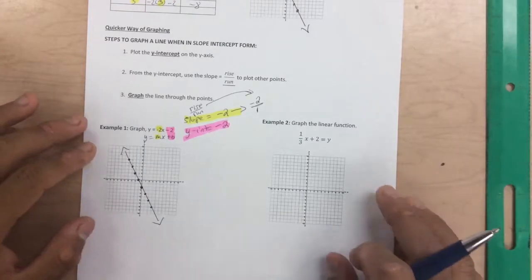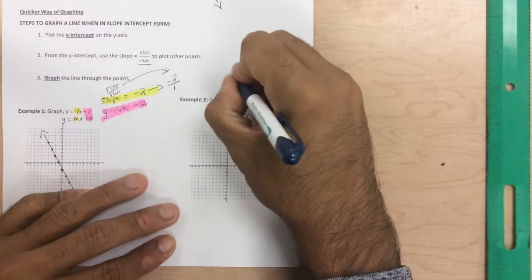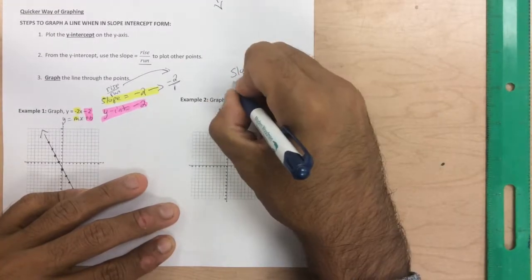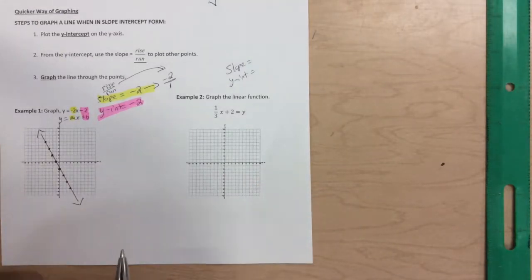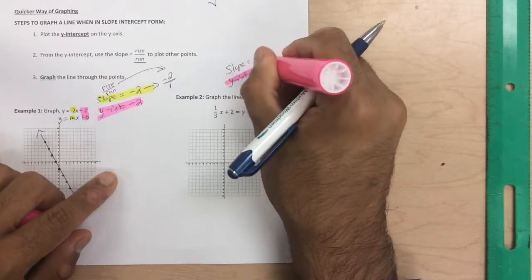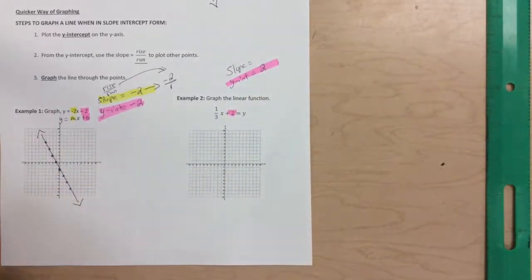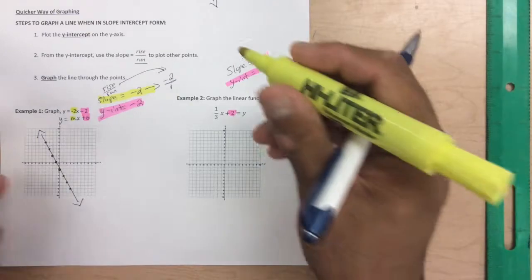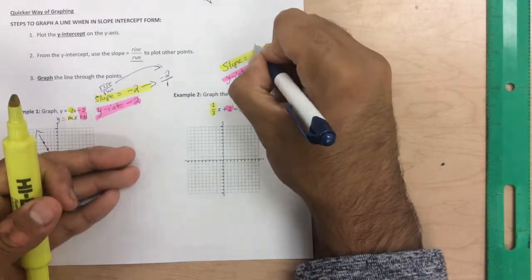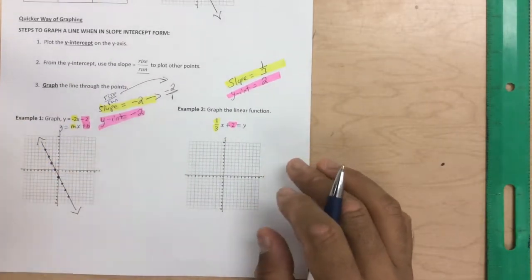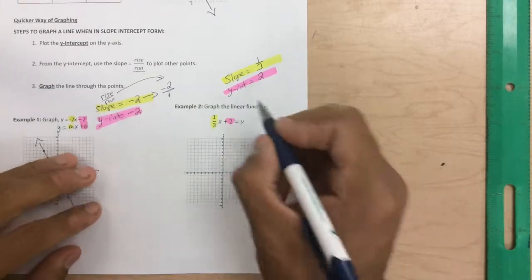So now, example 2. Once again, we need a slope in fraction form, and we need the y-intercept. Looking at this, you should know that the y-intercept is the number without the x, so that's the plus 2. And the slope is the number in front of the x, which in this case is 1/3. This time we don't have to change the slope into a fraction because it's already a fraction. So let's go ahead and start.